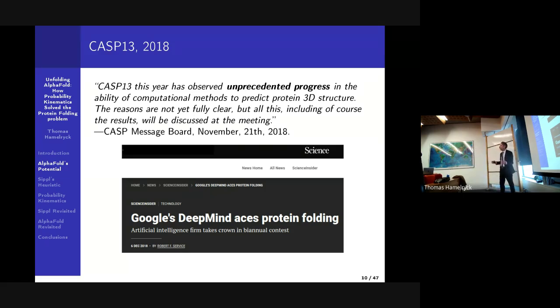And of course, we all know what was going on at that point. DeepMind entered the competition, and they basically had unprecedented progress. They blew all of the academics out of the water, and that led, for example, to this announcement here in Science: Google's DeepMind aces protein folding.